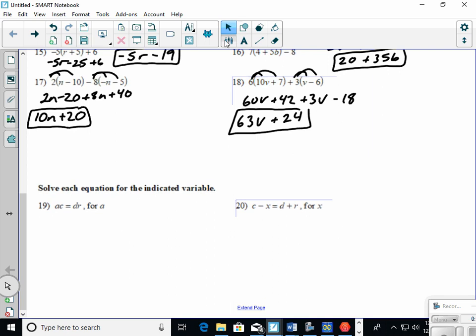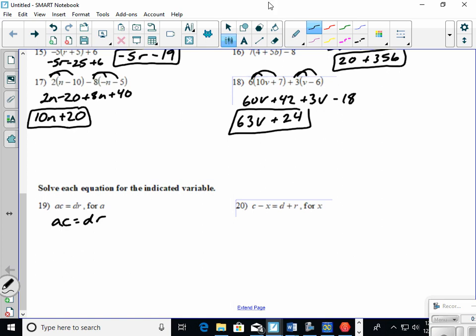Right, 19 and 20. Solve each equation for the indicated variable. 19: a times c equals b times r. We're trying to solve for a, so we've got to get the a by itself.